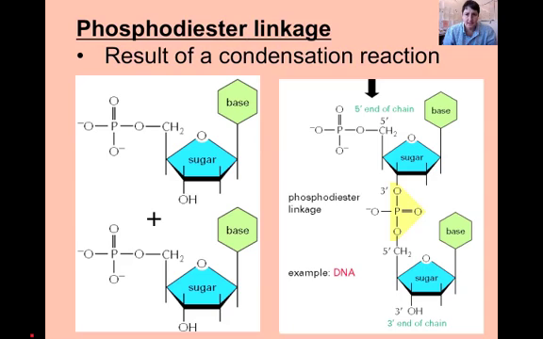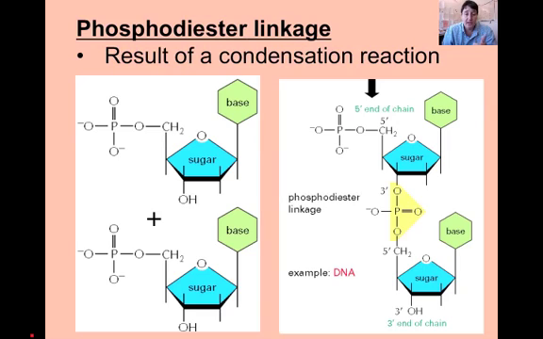That is the phosphodiester bond. Phospho, P, di, 2, esters. Ester means you have a link to an oxygen. So there's 2 oxygen molecules. What's in yellow is the phosphodiester linkage.